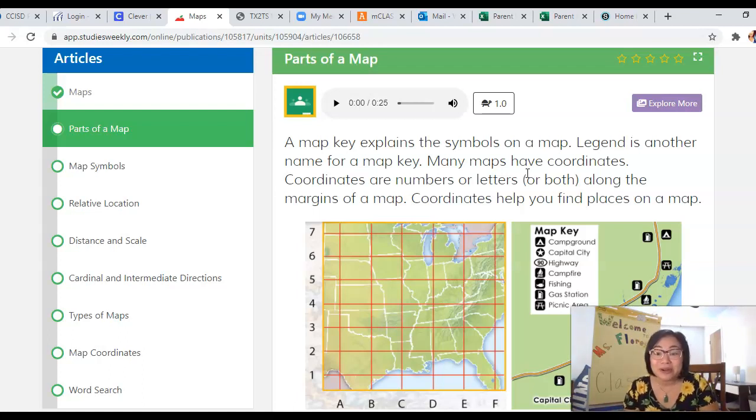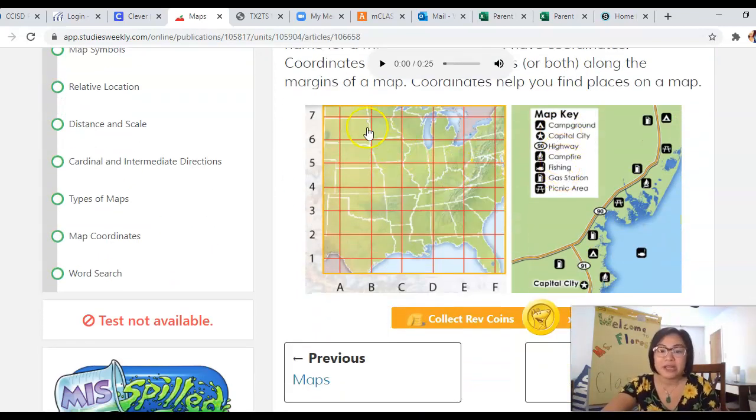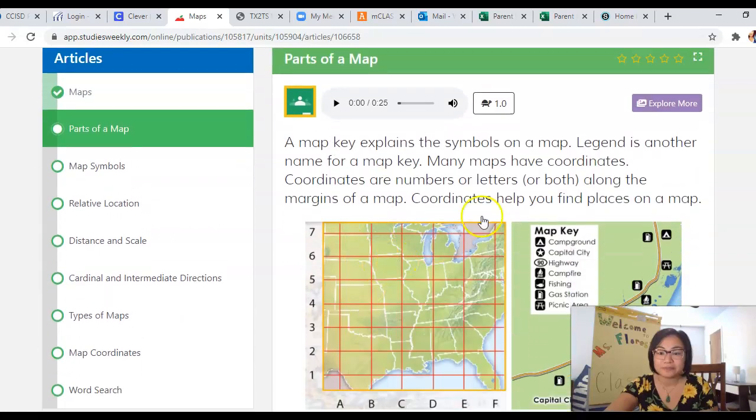Many maps have coordinates. Coordinates are numbers or letters or both along the margins of a map. Coordinates help you find places on a map, right? So the coordinates they're talking about are these numbers on the side or their letters. So just like in the article, it could be numbers and letters. All right, so we see letters on the bottom and we see numbers on the side. And then when you're trying to find a place on the map, you're going to look at the numbers from one side and then see where it overlaps with a letter on the bottom.